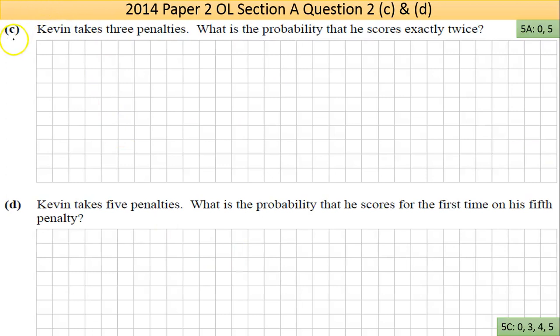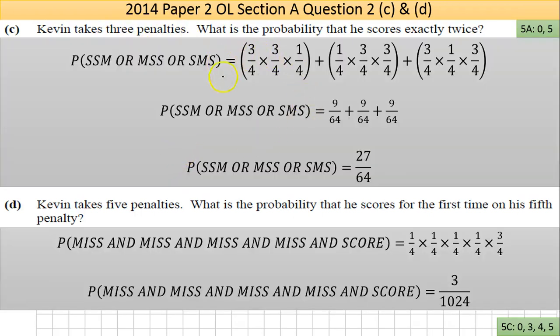Now, part C here. Kevin takes 3 penalties. What's the probability he scores exactly twice? Okay, now this is very tricky. But if you think about it, probability of penalty, penalty, penalty. How many different ways could he score twice? So let's go to the answer because I've done it nicely. He could score, score, miss, or he could miss, score, score, or he could score, miss, score. Now, as far as I'm aware, I've thought of every scenario there where he's scoring exactly twice.